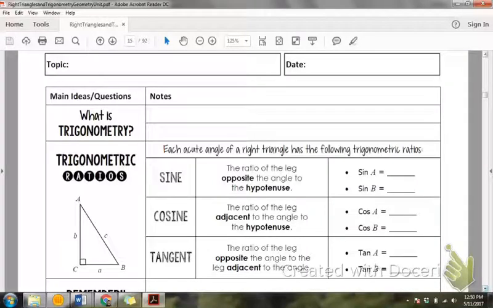All right, this is lesson 5.2. Lesson 5.2, and we're going to call this lesson trig ratios. Trig ratios. It sounds way more intimidating than what it is. 5.2, trig, which stands for trigonometric ratios.